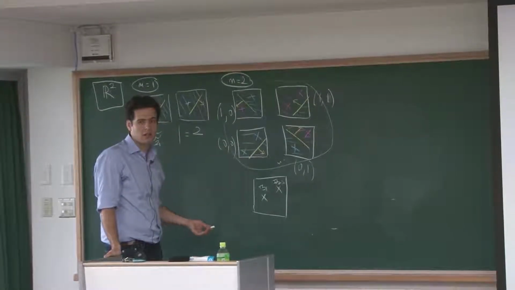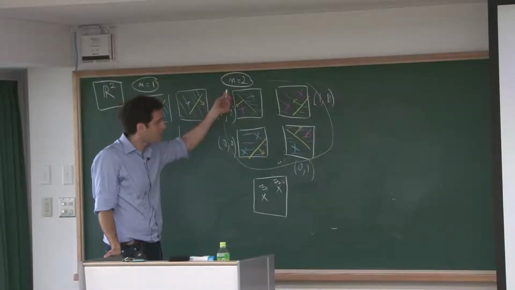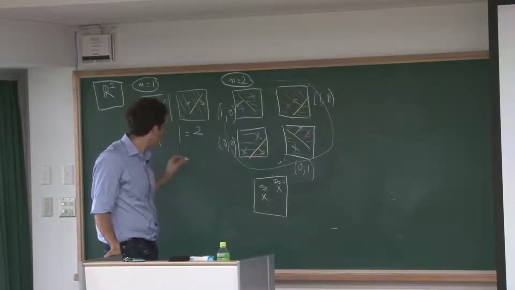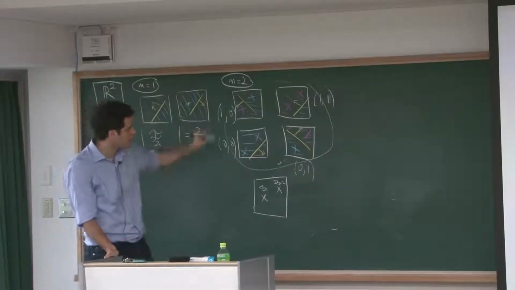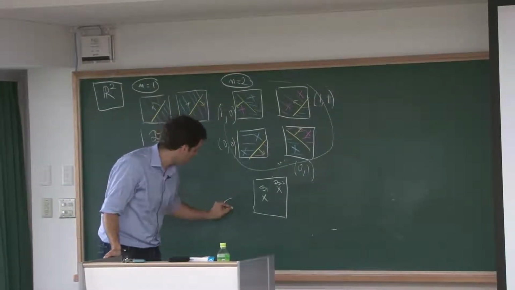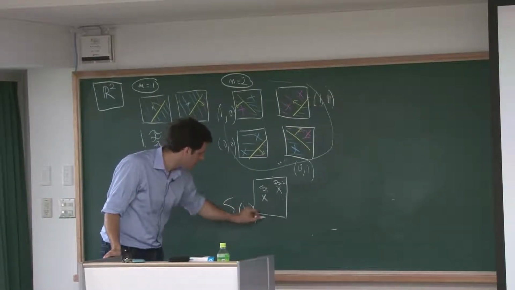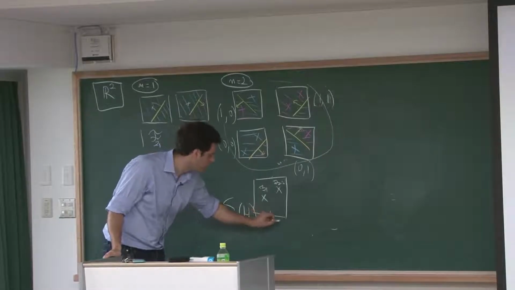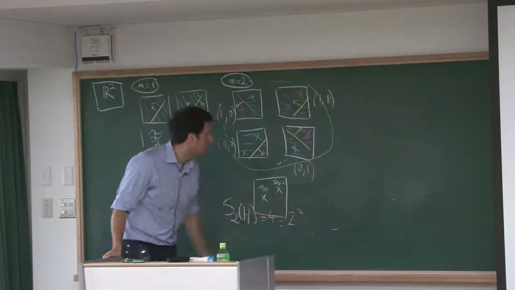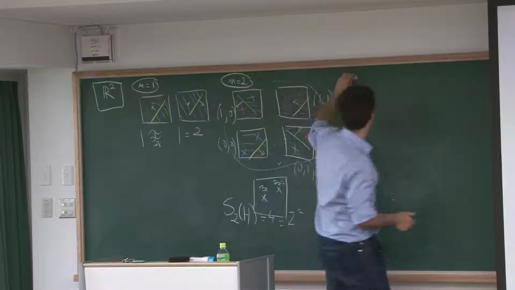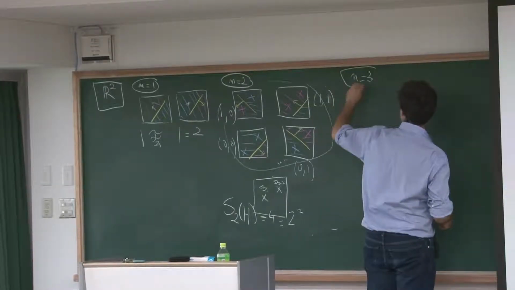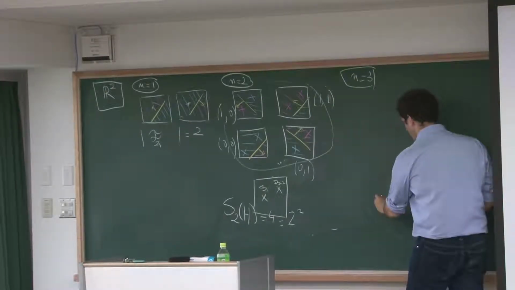I have 4. How many did I cover? 4. So in this case, the size of the set, if you want S2 of the set of hyperplanes, is still equal to 4, and it's equal to 2 to the power 2. Now consider the case where n equals 3. Okay? I will have 3 points.